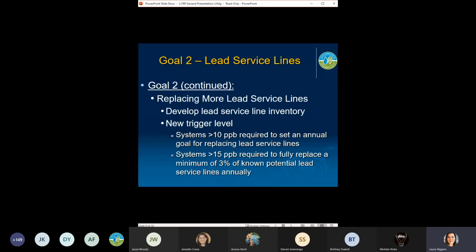For the first time, systems are going to be required to develop a public lead service line inventory and create a plan for removing lead service lines. Systems above the trigger level of 10 parts per billion are going to be required to work with the state to set an annual goal for replacing lead service lines. Water systems above the action level of 15 parts per billion will be required to fully replace a minimum of 3% of the number of known or potential lead service lines annually. And importantly, the proposal prohibits test outs to avoid replacing lead service lines, which was an allowed practice under the previous rule that has significantly slowed the national progress in removing the significant source of lead from homes.